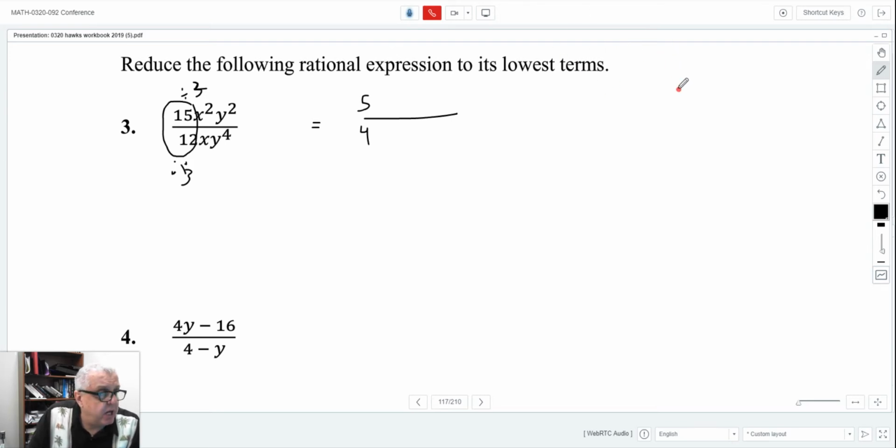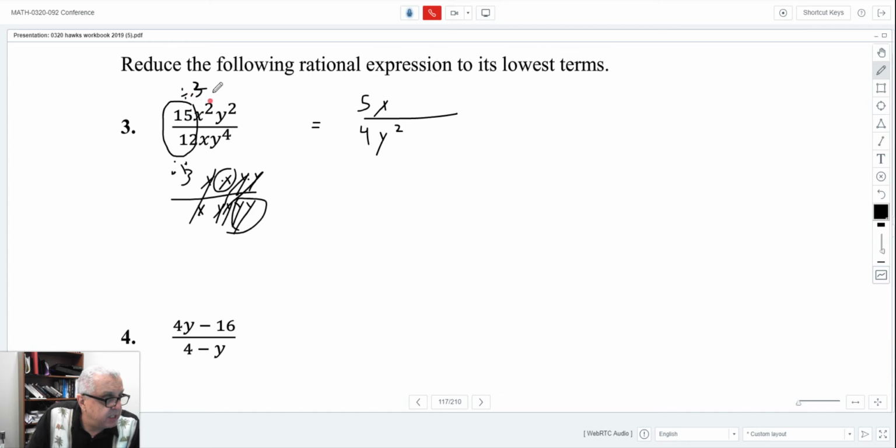Now, when we do fractions with powers, x squared is the same thing as saying x times x on top. Y squared is y times y. On the bottom, I have an x, and I have y to the 4th, y times y times y times y. If you look, 1 x cancels, 1 y cancels, 1 y cancels, and I'm just left with an x on top and 2 y's on the bottom. In other words, y times y is y squared.